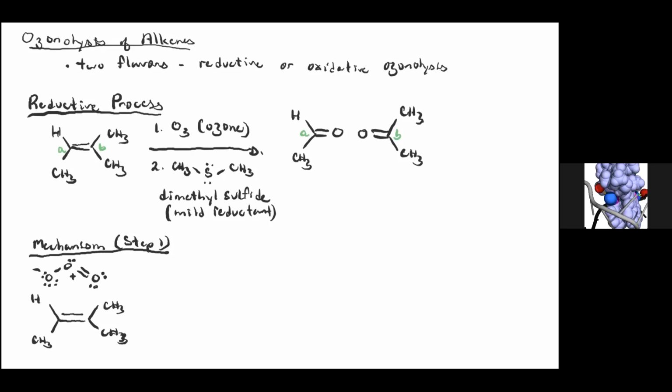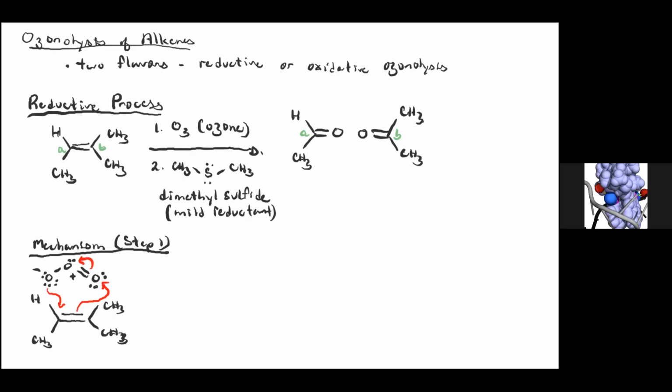What's going to happen is this is going to do what's known as a 3+2 cycloaddition with the alkene. Okay, useful to know the name. It's not that important to remember. The way it works is we take a lone pair on the oxygen that's negatively charged, push them to one of the carbons on the alkene. We then take the electrons in the pi bond, push them to the terminal oxygen, and then take the electrons in the OO pi bond and push them towards the central oxygen.